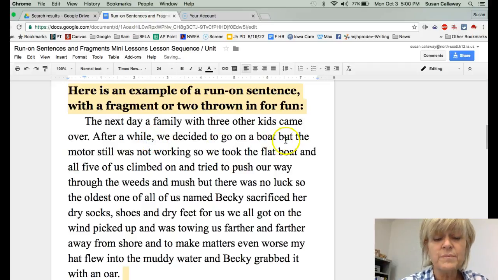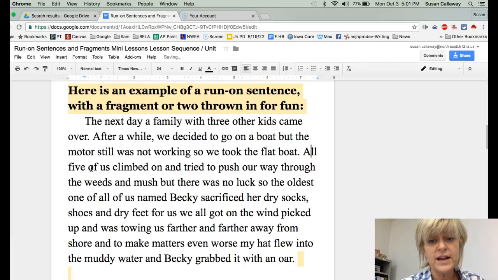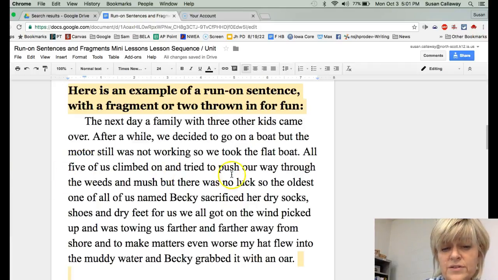After a while, we decided to go on a boat, but the motor still was not working. So we took the flatboat. Okay, put a period there. And instead of and, you just get rid of that and capitalize your A. All 5 of us climbed on and tried to push our way through the weeds and mush. But there was no luck. So put a period there.